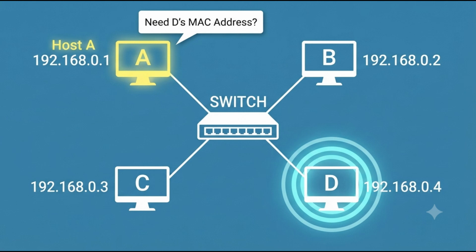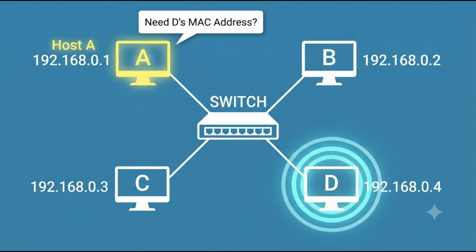A already knows host D's IP address. It cannot send an Ethernet frame until it knows host D's MAC address. Since switches operate at layer 2 of the OSI model, they forward frames based on MAC addresses, not IP addresses. To discover the missing MAC address, host A uses ARP.